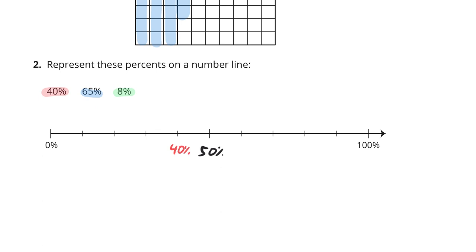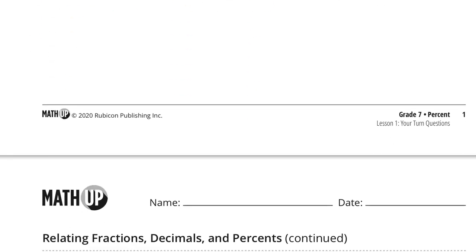40% is there. 65%, well, 60% would be here, 70% would be here, and 65 would be right in between there. So let's go ahead and write that right here, 65%. And then 8% is going to be just less than 10%, which is right around here. Okay, let's go on to the next question.